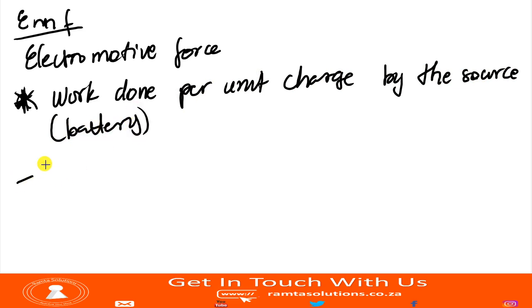Something that you need to know is that it is constant. What do we mean by that? We mean it doesn't change. The potential difference applied by the battery remains the same. This is what we mean.